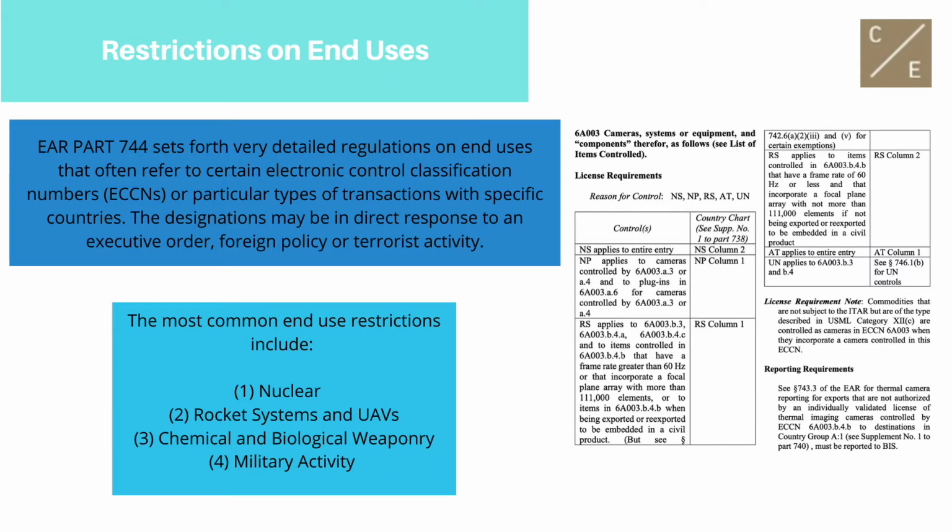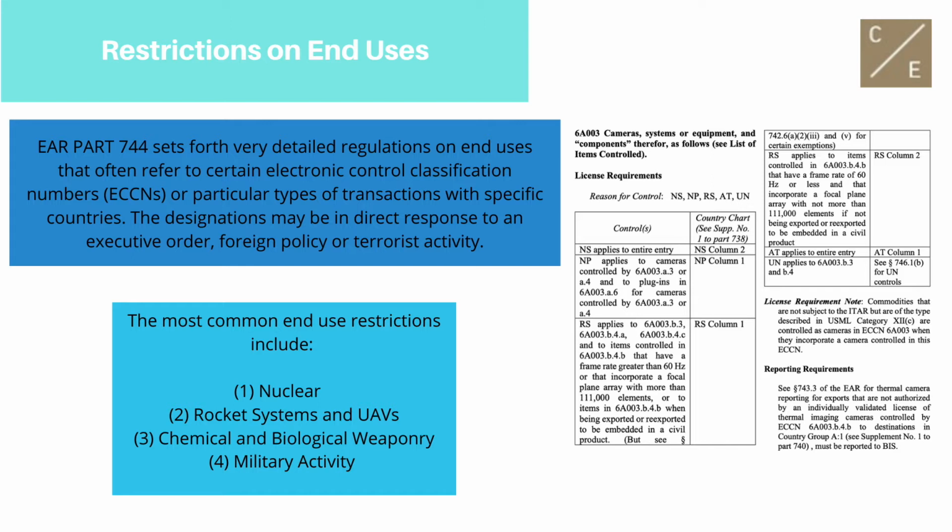EAR Part 744 sets forth very detailed regulations on end uses that often refer to certain electronic control classification numbers, ECCNs, or particular types of transactions with specific countries. The designations may be in direct response to an executive order, foreign policy, or terrorist activity. The most common end-use restrictions include: 1. Nuclear activities, which would be nuclear explosive activities, unsafeguarded nuclear activities, or safeguarded nuclear activities.